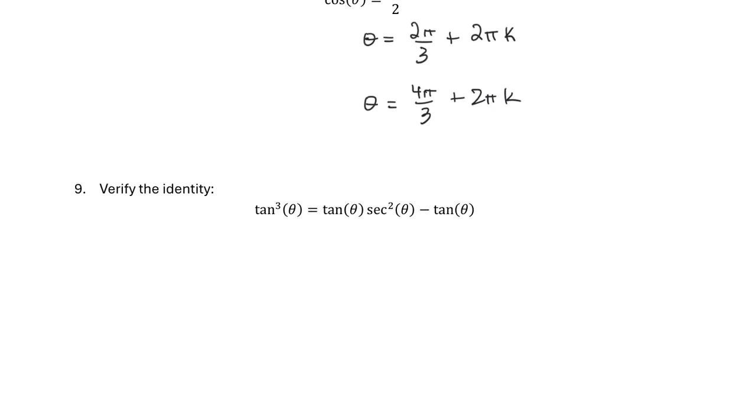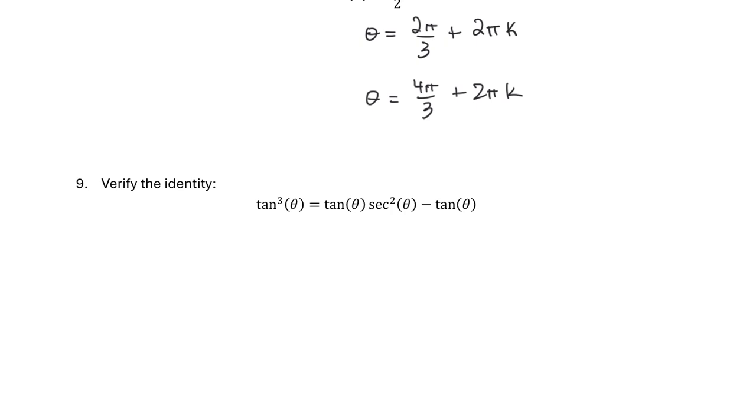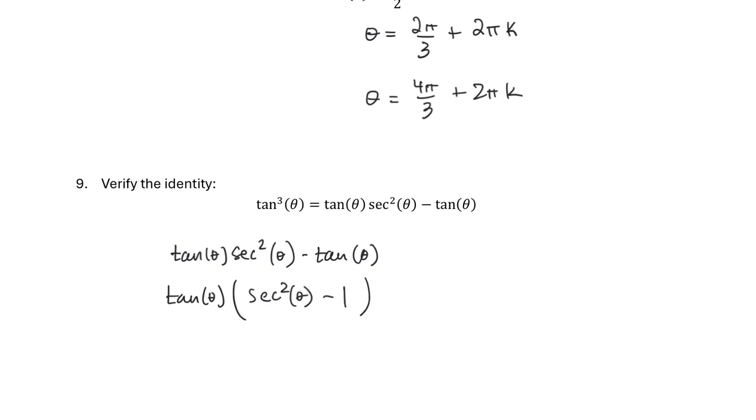Now, number 9, verifying an identity. I'm going to choose to work with the right side. To me, that seems like the more complicated side. So tangent theta times secant squared minus tangent. So I notice this term has tangent as one of its factors, and this term has tangent as one of its factors. That's a common factor. So I'm going to factor out tangent theta, and that's going to leave secant squared theta minus 1.